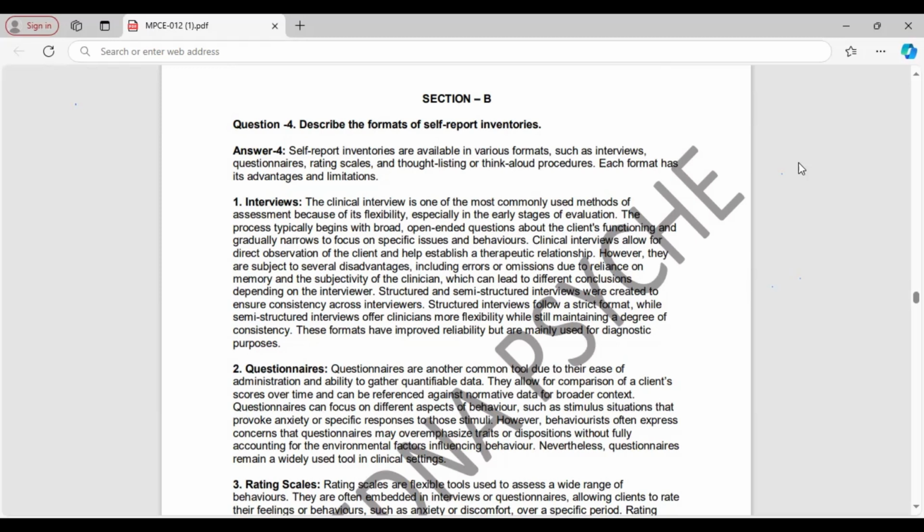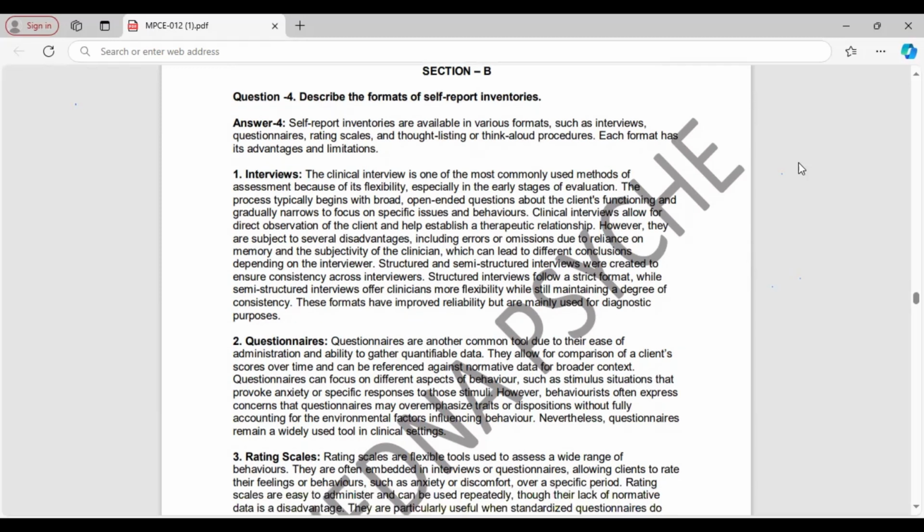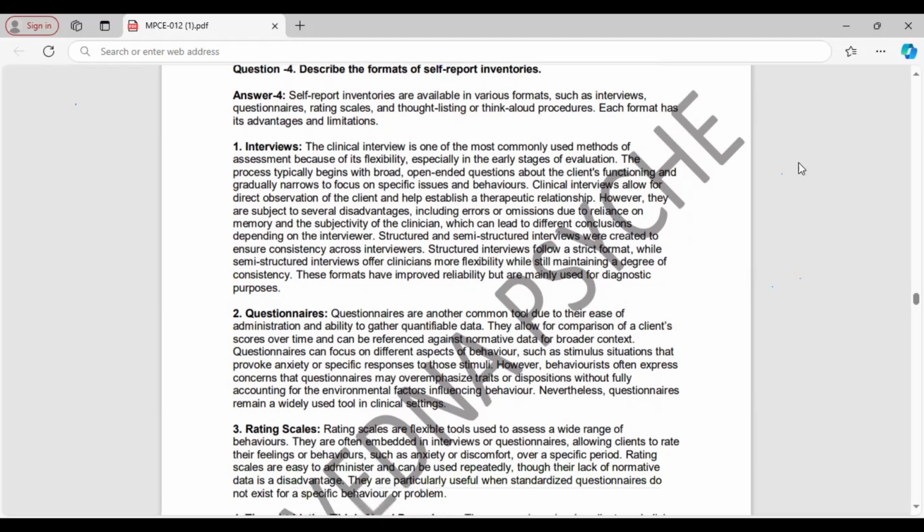Questionnaires. These tools are favored for the ease of administration and ability to gather quantifiable data. They allow for comparisons of client scores over time and reference against normative data. However, questionnaires may overemphasize traits and neglect environmental influences.